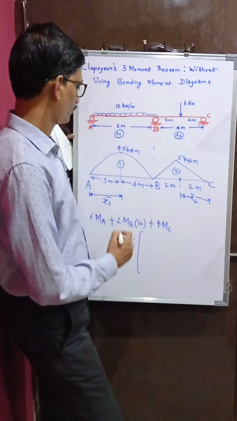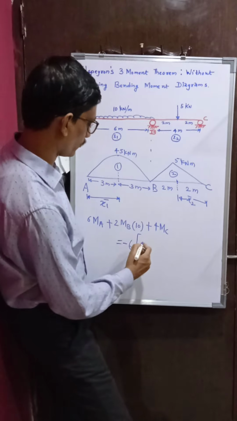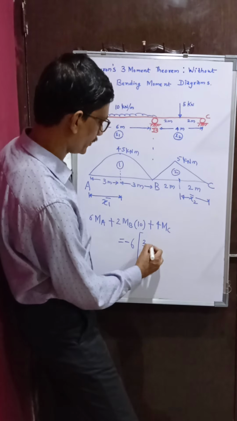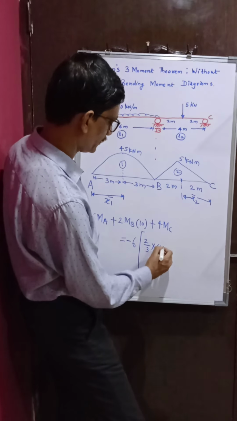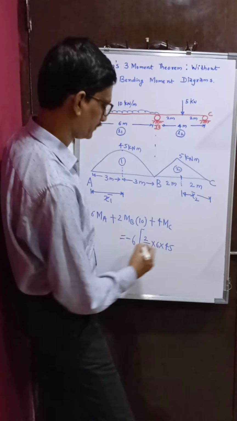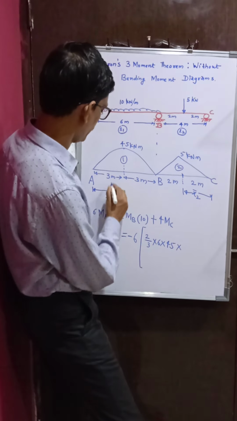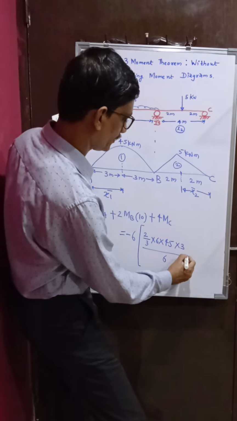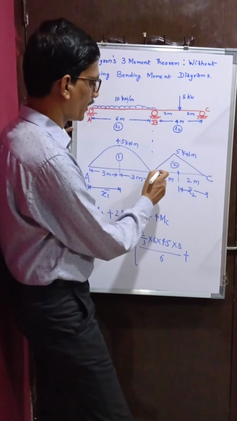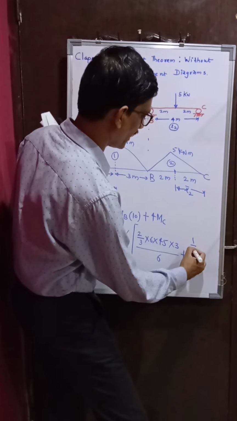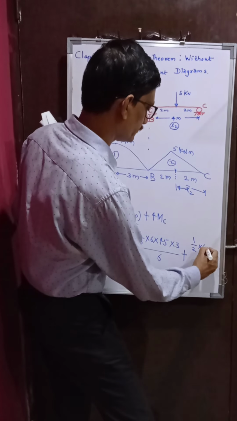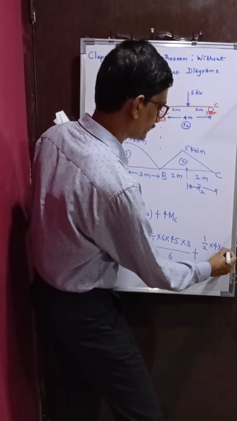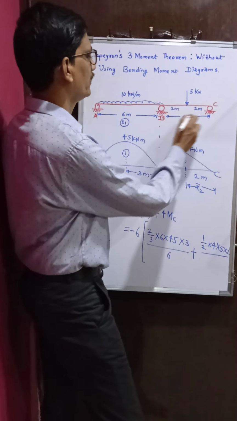A1 x1 bar by L1. So A1 means the area of this convex parabola. We know that for a symmetrical parabola or even unsymmetrical, if it is convex, it is 2/3 base into height. That is, A1 into x1 bar, which is already 3 meter, divided by L1, L1 is 6, plus A2 x2 bar by L2. So the area, that is a triangle, half, base is 4, height is 5, and x2 bar is 2 meter divided by L2, that is 4.